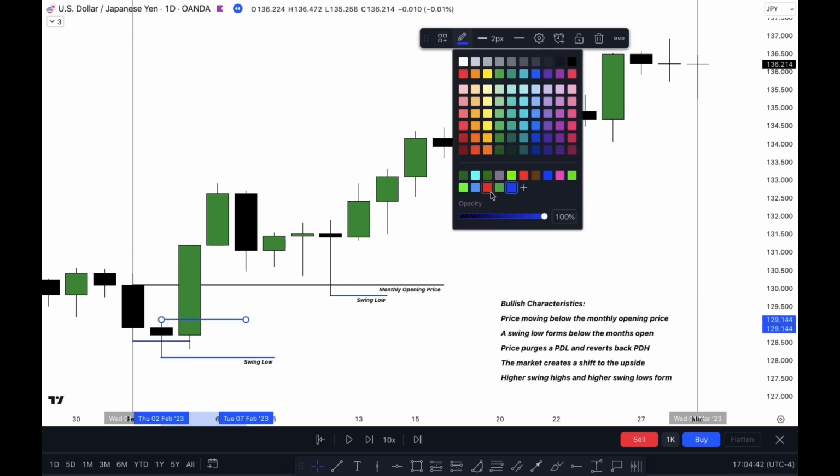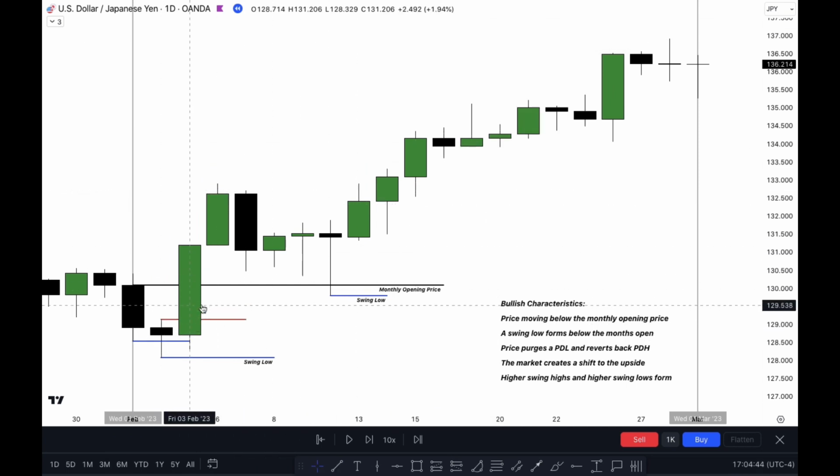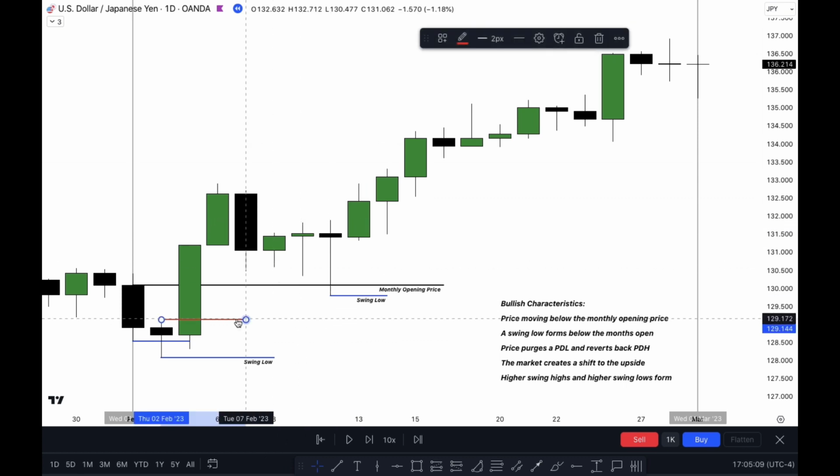So you have a purge and revert, which is all happening within this 3-bar setup. It's a swing low, which is a purge on the previous daily low, and a revert back to a previous daily high. You can see the same thing is occurring here. This middle candle is purging the previous daily low. Then the next candle is reverting back up towards the previous daily high. So that checks out here.